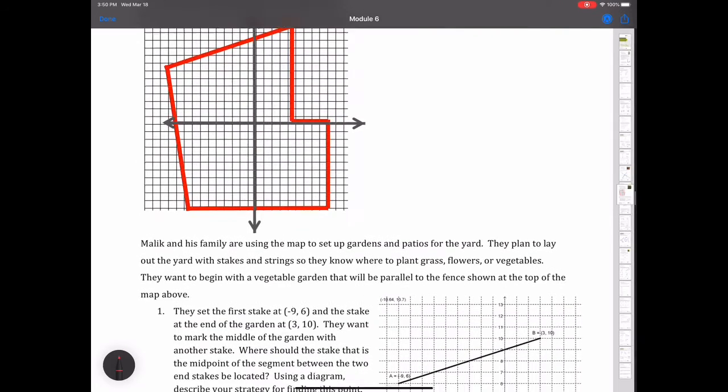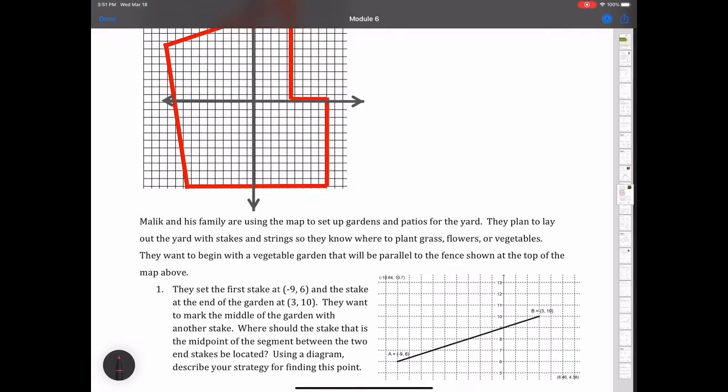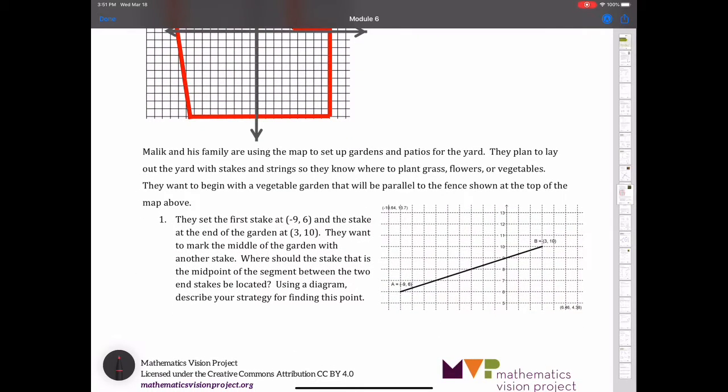Okay, so they set the first stake at (-9, 6) and the stake at the end of the garden at (3, 10). They want to mark the middle of the garden with another stake. Where should the stake that is the midpoint of the segment between the two end stakes be located? Using a diagram, describe your strategy for finding this point. So here is where I would like for you to pause this video and go ahead and try for yourself to figure out how you can find the midpoint using a diagram.